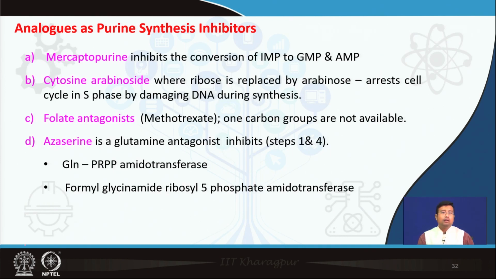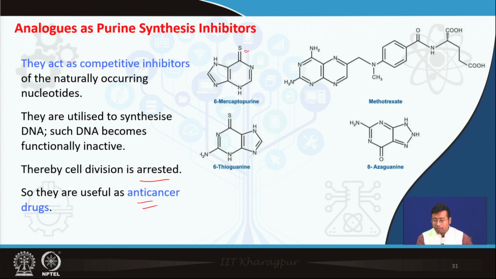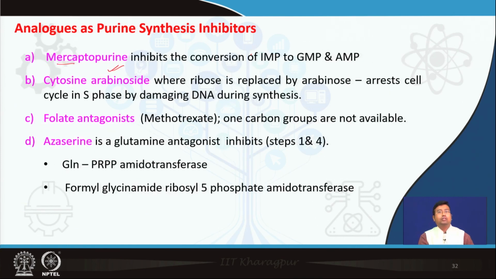Specifically, we can see 6-mercaptopurine. Whenever we hear the word mercapto, it means sulfur replacement, right. So, 6-mercaptopurine inhibits formation of IMP and conversion of IMP to GMP and AMP. So, it is devoiding the cell of all these intermediates. Similarly, cytarabine or cytosine arabinoside, where the ribose is replaced by arabinose, kills the cells by arresting dividing cells in the S phase.